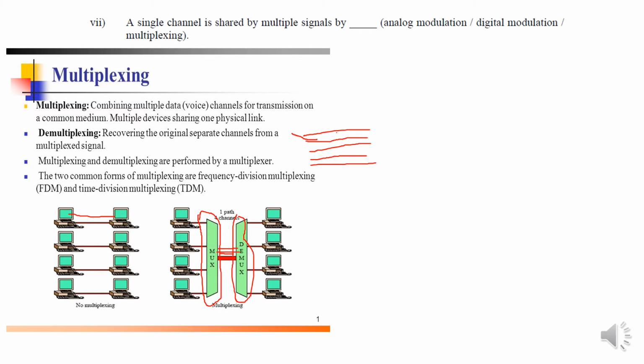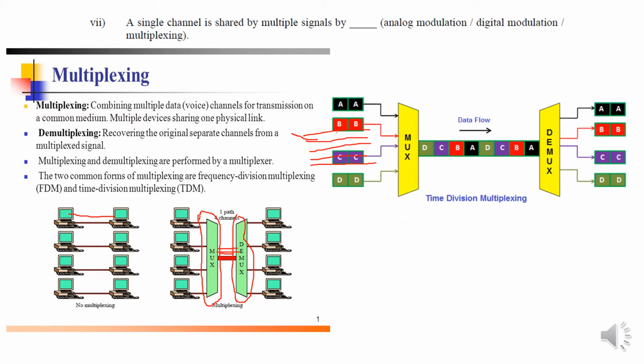So this is frequency division multiplexing. Now another one is time division multiplexing. In that case, again there are four systems and there is one single channel, but in this case the channel is divided by time.